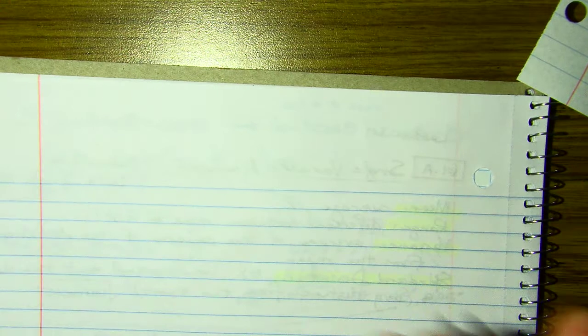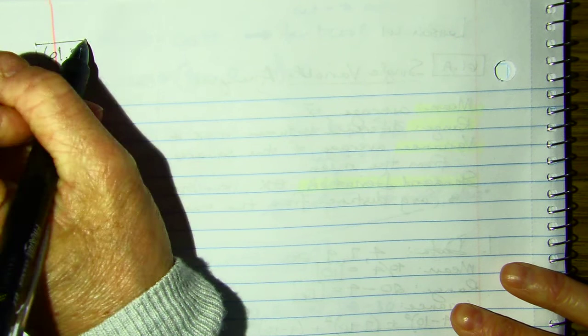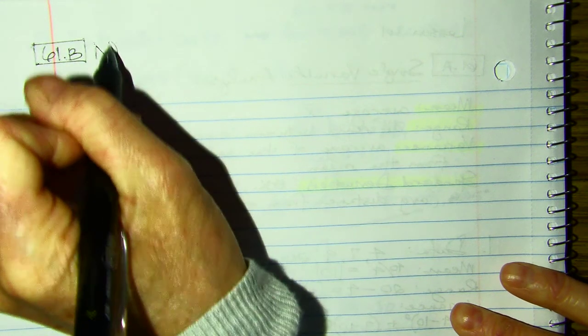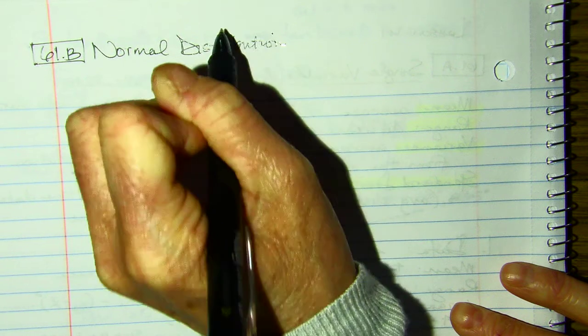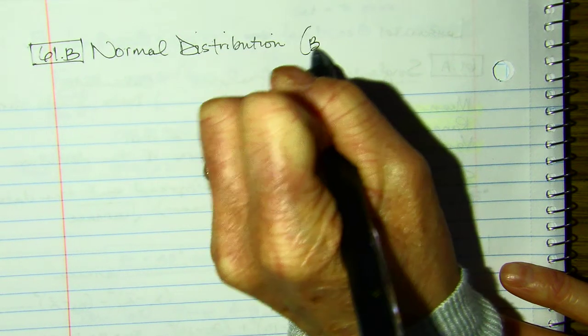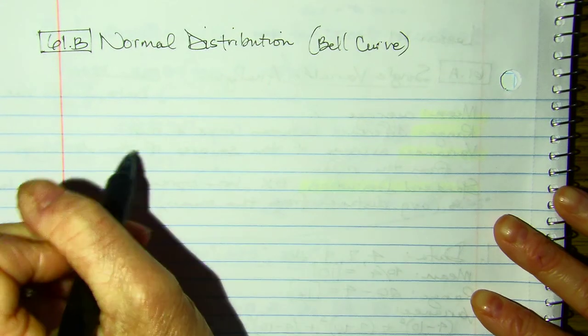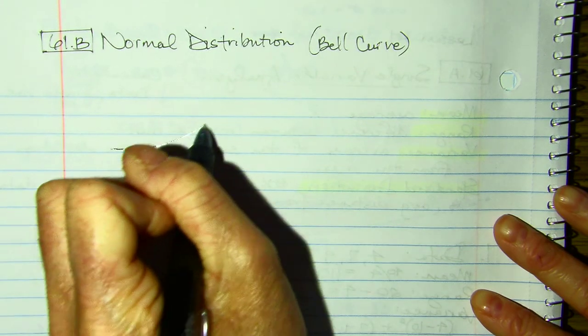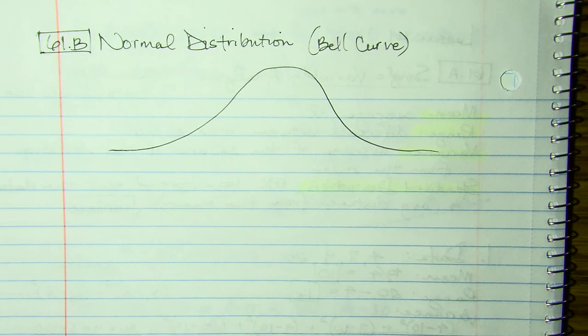Now, a lot of 61.B can be found in your book, and again, this is review from Algebra 2, but I will quickly go over a normal distribution, also known as our bell curve. So a normal bell curve looks like an old school bell. I don't know why they call it that actually. And it looks like this.